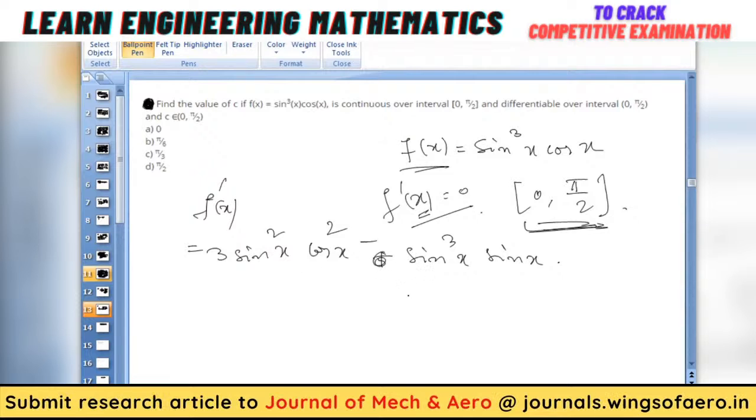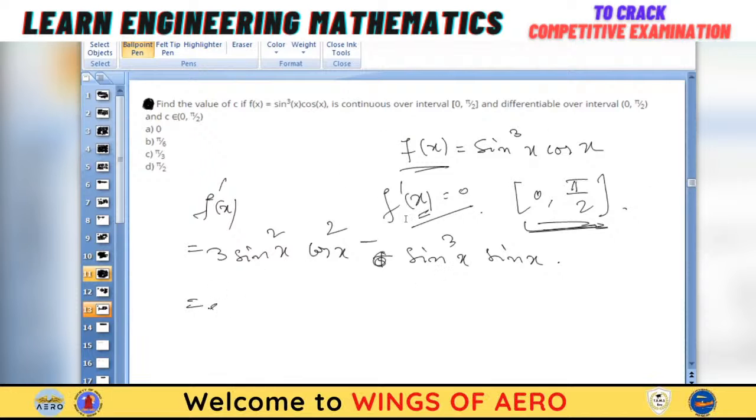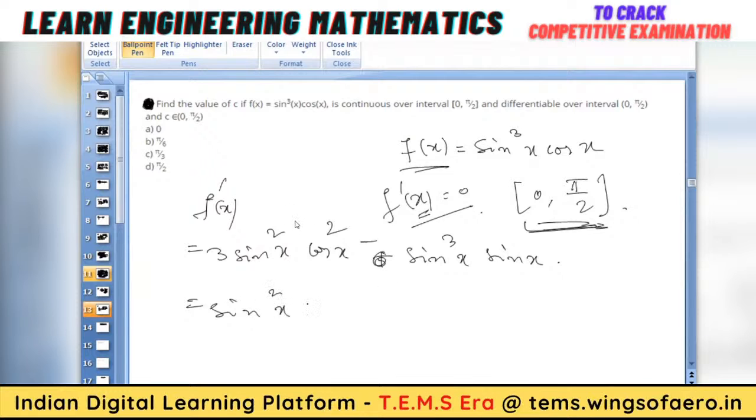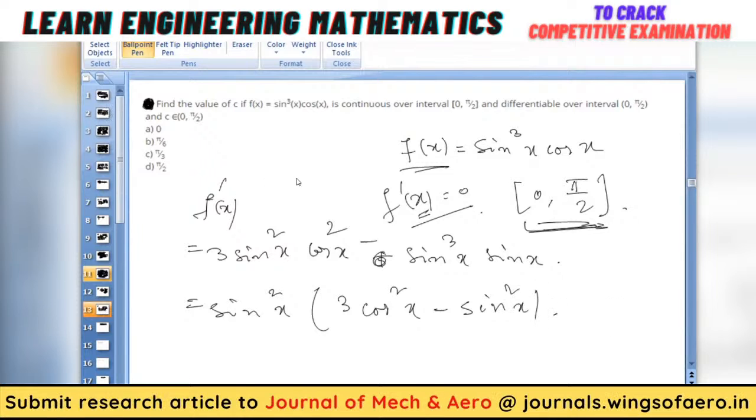Yes. Minus sin cube x, and the cos x derivative is sin x. Yes. Now simply here, sin square x can be taken outside. It is sin square x times 3 cos square x minus sin square x, isn't it?